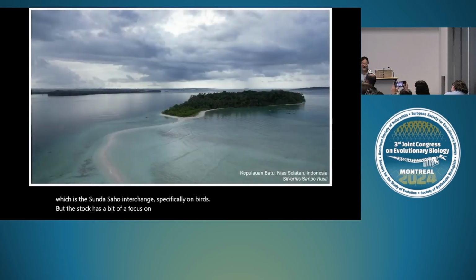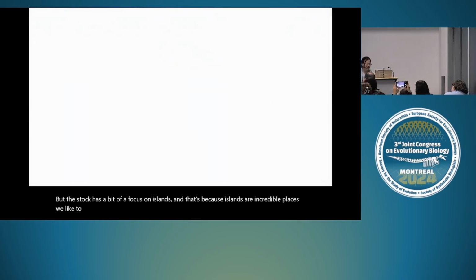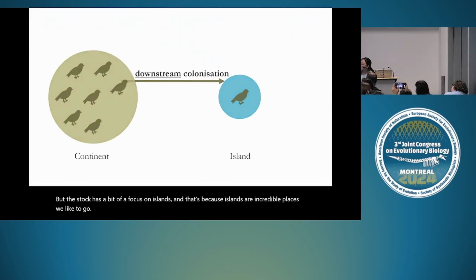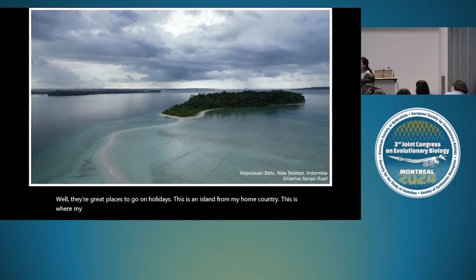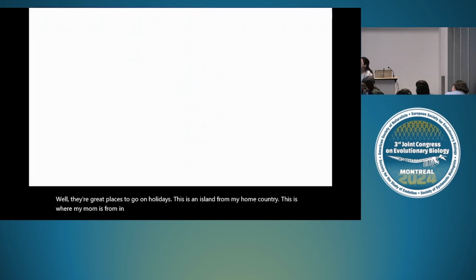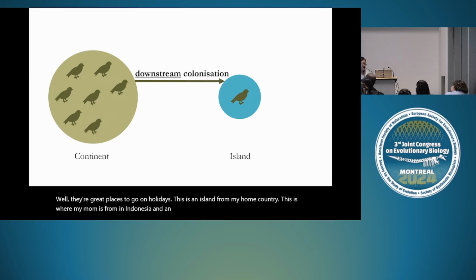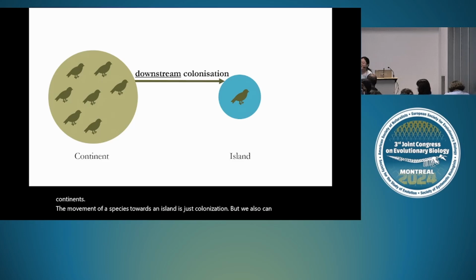And that's because islands are incredible places. They're great places to go on holidays. This is an island from my home country. This is where my mom is from, in Indonesia. And an interesting part about islands that we like to talk about is how do they get their biodiversity. Most biodiversity from islands come from continents. The movement of a species towards an island is just colonization, but we also can consider it as downstream colonization.